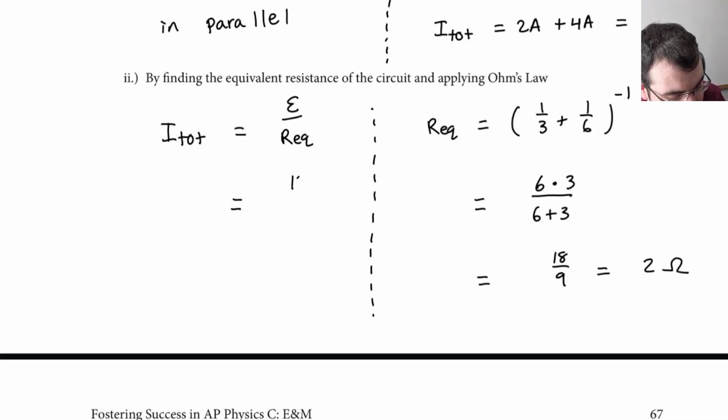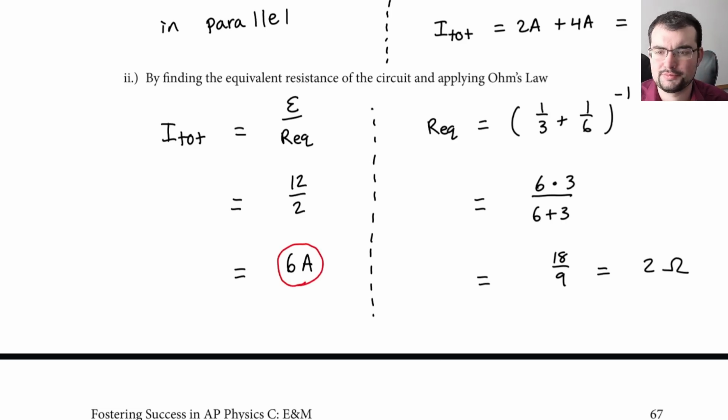So battery voltage is still 12 volts. REQ is 2 ohms. So we get 6 amps. As expected. There we go. We got to use as expected today. Got our 6 amps that way.